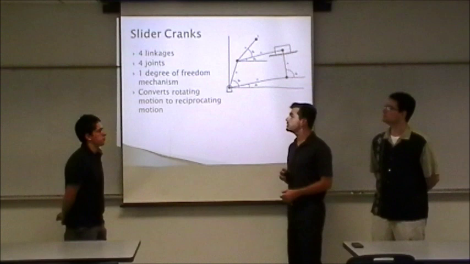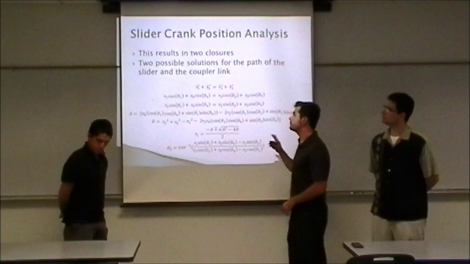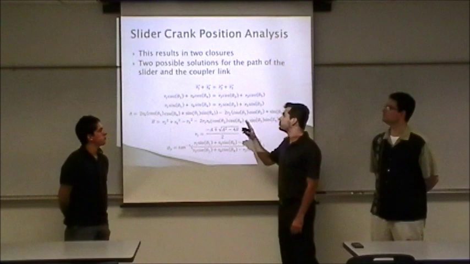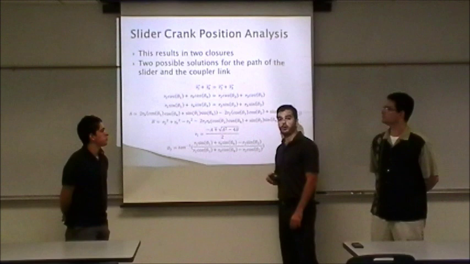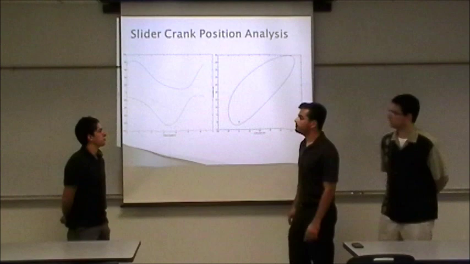We start off our analysis with a position analysis by using our vector equation, which adds the links 1 and 4 and sets them equal to 2 and 3. We end up with a quadratic equation, which gives us two angles, therefore two closures. These are the solutions generated from the position analysis.